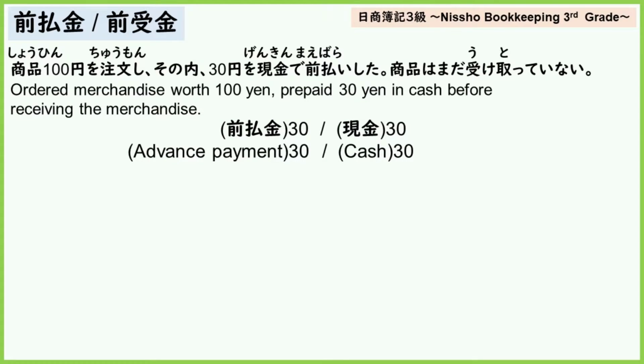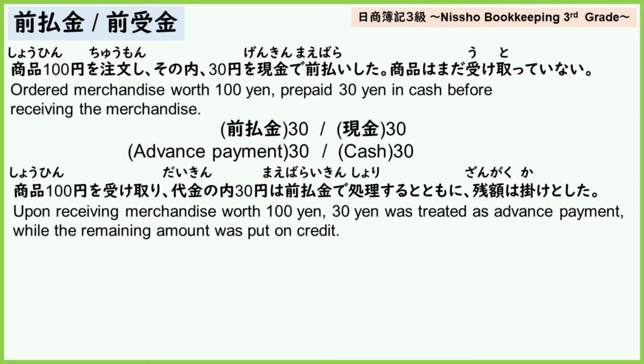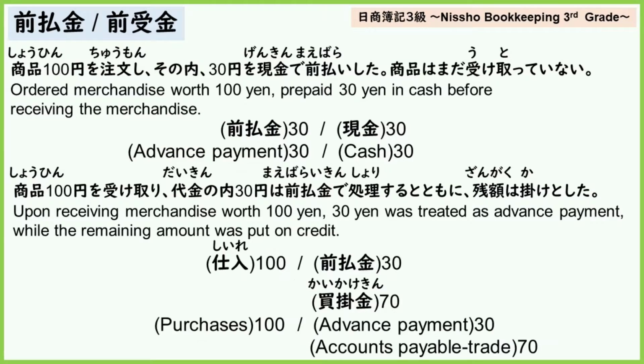Next, let's consider the journal entries when merchandise is received. Upon receiving merchandise worth 100 yen, 30 yen was treated as advance payment, while the remaining amount was put on credit. The journal entry is debit, purchases 100. Credit, advance payment 30, accounts payable trade 70. The asset of advance payment is eliminated, and the remaining 70 yen is recognized as accounts payable trade.